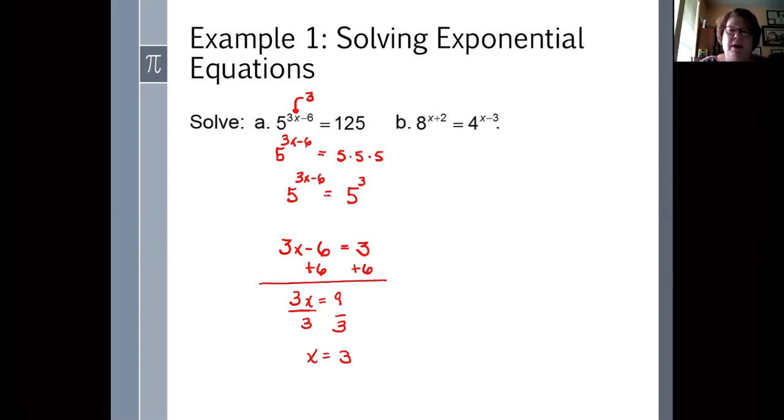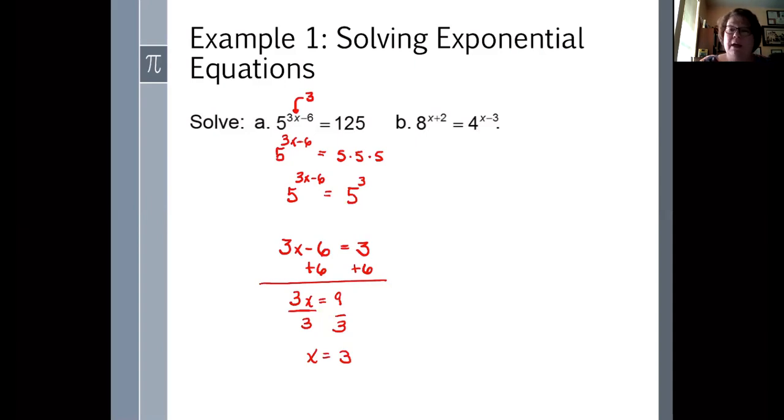All right, the second equation we have is maybe a little bit more difficult to see what the base could be. On the left-hand side of this equation, I have the base 8. On the right-hand side, I have the base 4. Can I write the 8 as 4 to some exponent? I can't do that, because 4 to a power is not going to give me 8.